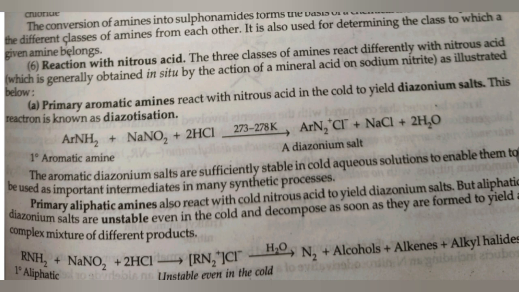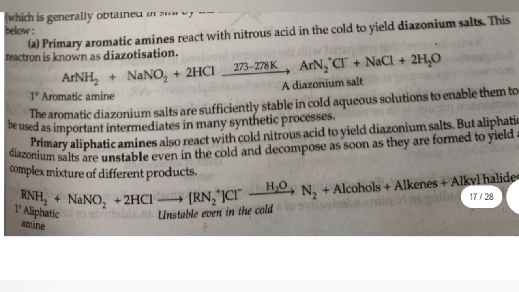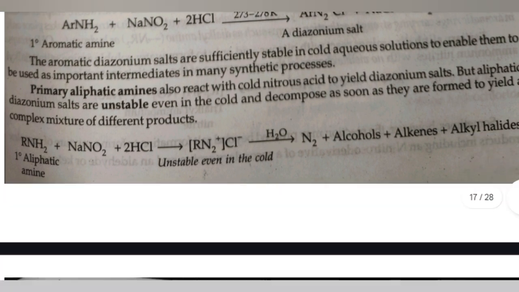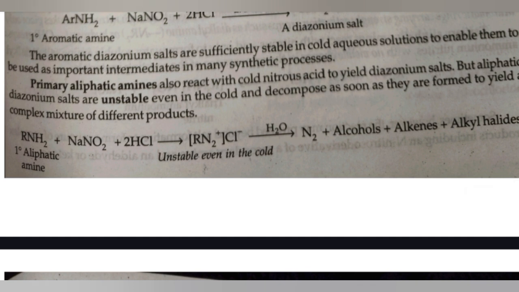Reaction with nitrous acid. The three classes of amine react differently with nitrous acid, which is generally obtained in situ by the action of mineral acid on sodium nitrite as illustrated below. A primary aromatic amine reacts with nitrous acid in the cold to yield diazonium salt. This reaction is known as diazotization. The aromatic diazonium salts are sufficiently stable in cold aqueous solution to enable them to be used as important intermediates in many synthesis processes.